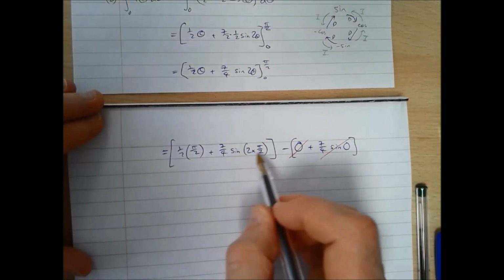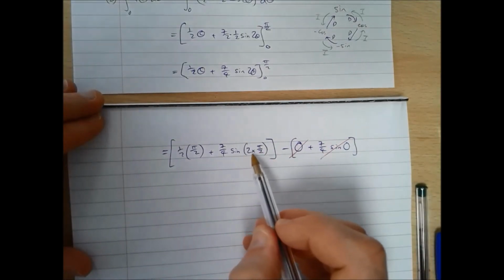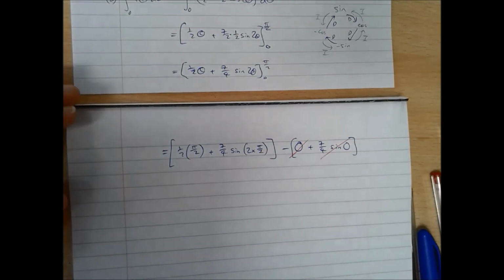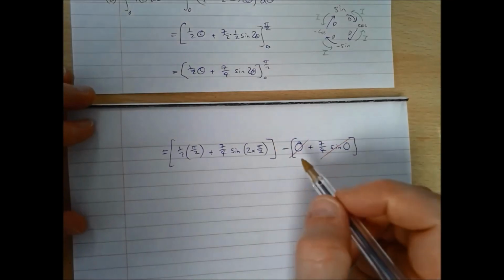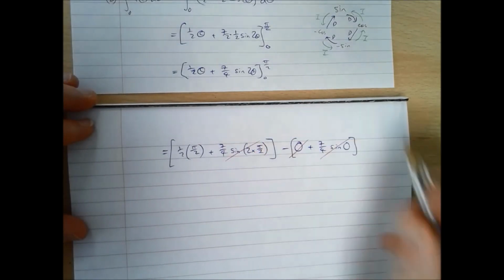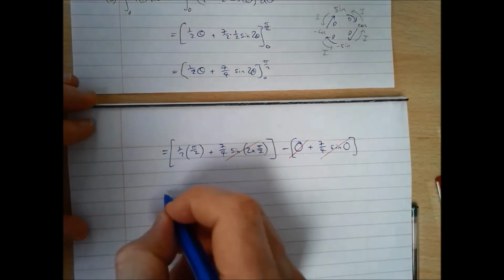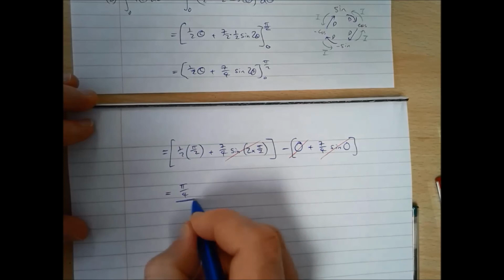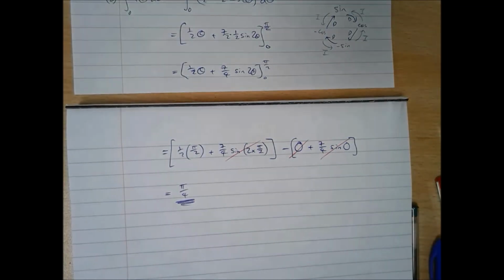Now this is also interesting here. We've got sine of 2 times pi over 2, which is sine pi. Okay, and sine pi is also 0. Check that on your calculator if you like, but sine pi is also 0, so that's going to disappear too, leaving us simply then with pi over 4 from that first term. Okay, and that's our final answer.